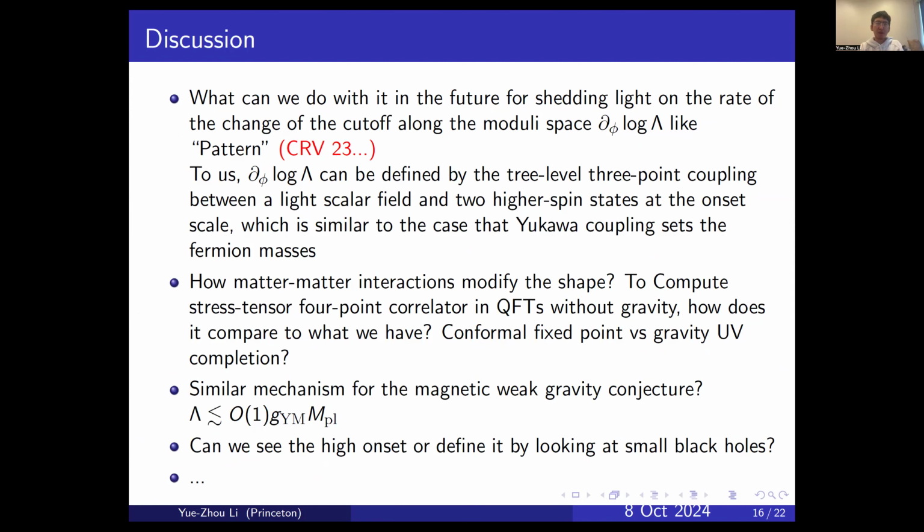Perhaps there is a similar mechanism for the magnetic weak gravity conjecture, because it also defines a scale that is less than an order one number multiplied with the Planck scale and the gauge coupling. And another question that I find very curious is whether we can see the high spin onset phenomena, or define the high spin onset scale, by just looking at small black holes and with some entropy arguments and so on.